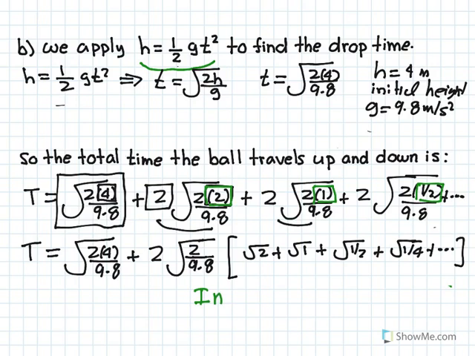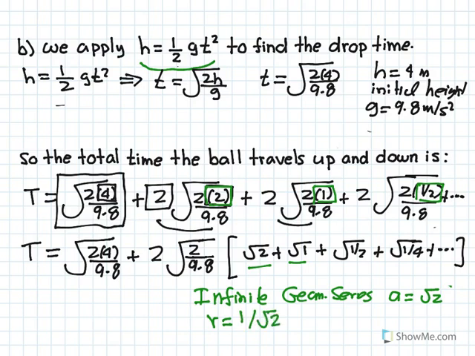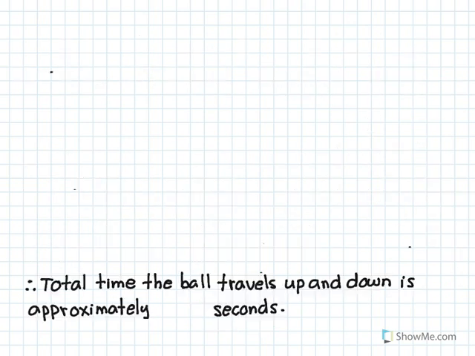An infinite geometric series with the first term a is equal to root 2. This is the first term. And to find the common ratio, just find the ratio of the two terms. So root 1 divided by root 2 gives us 1 divided by root 2. The ratio of successive terms gives you the common ratio. So now we can find the total sum.